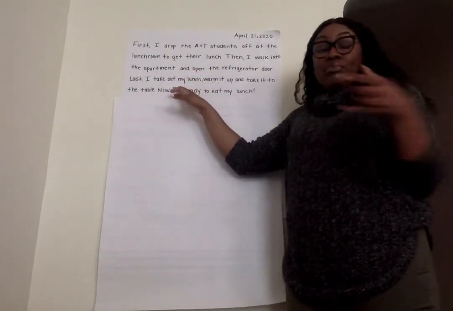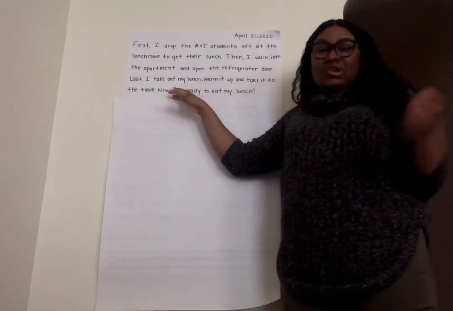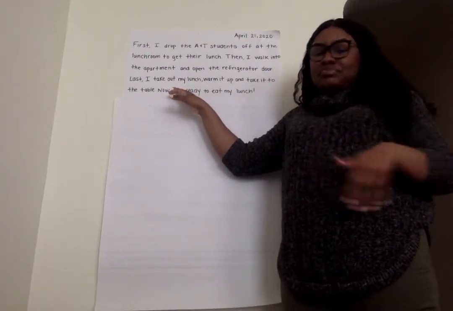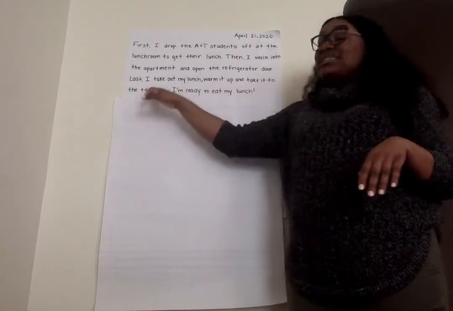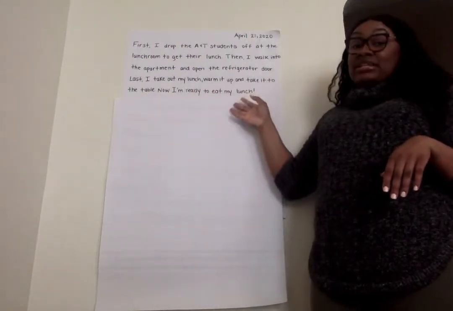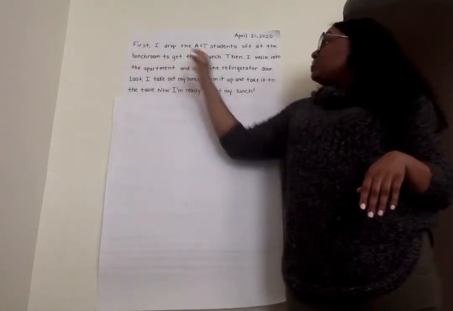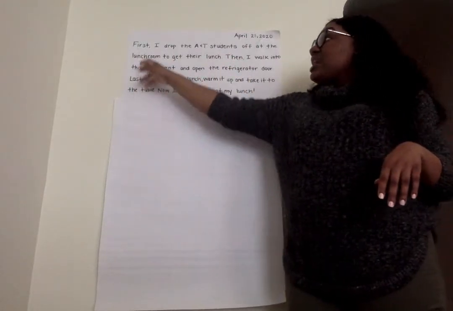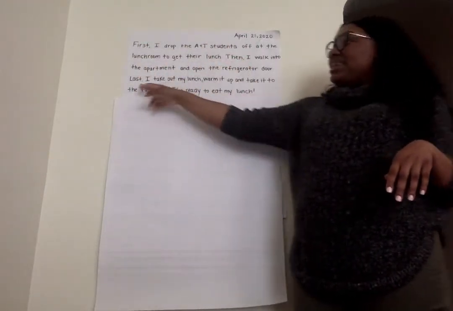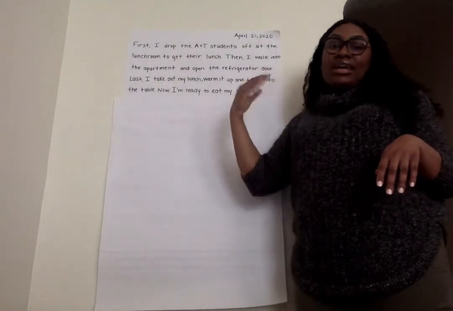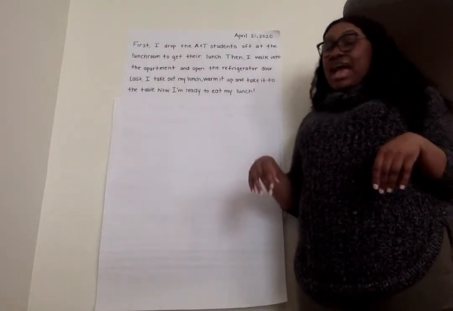After that door is open, I take my lunch out. Since it's cold, I have to go to the microwave and warm it up. So now I warm up my lunch, and then I take it to the table. Now I'm ready to eat. I want you to take a close look at the sentence starters I used. I used the words first, then, and last to tell my story in order of how it happens.